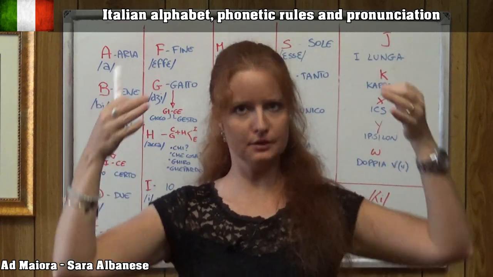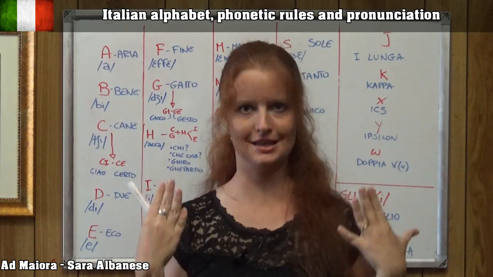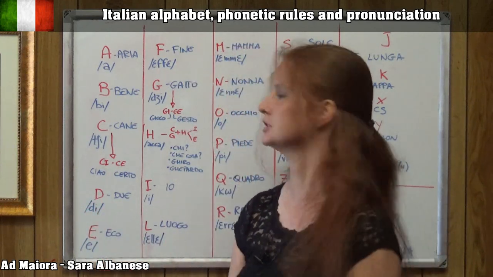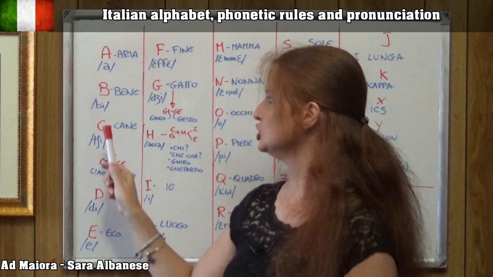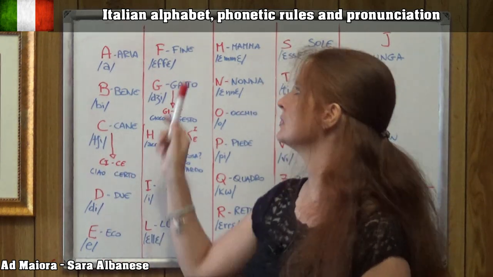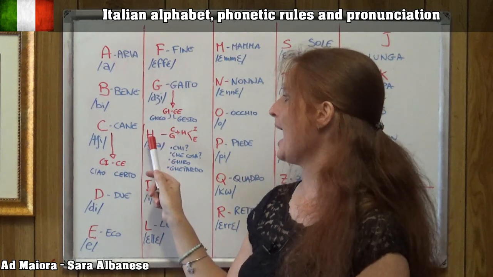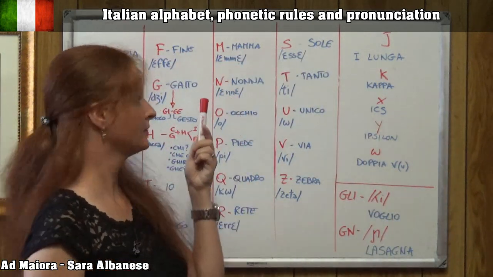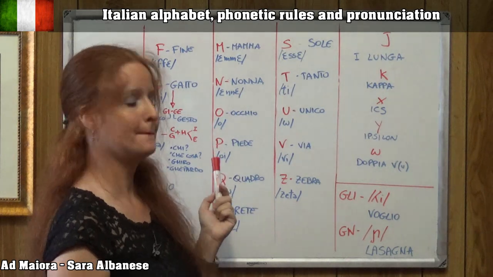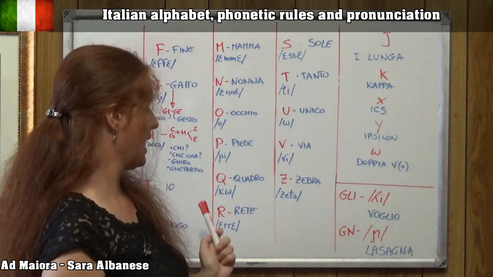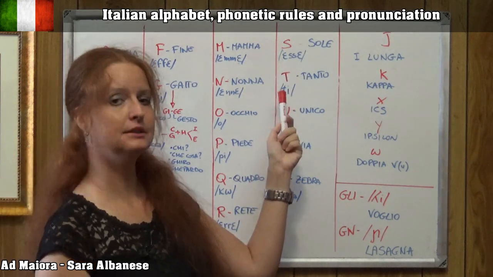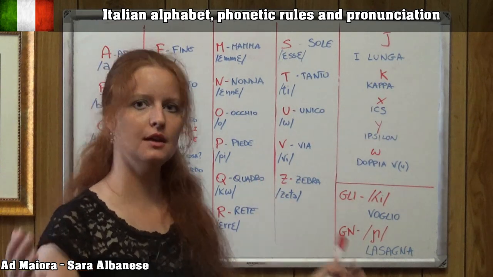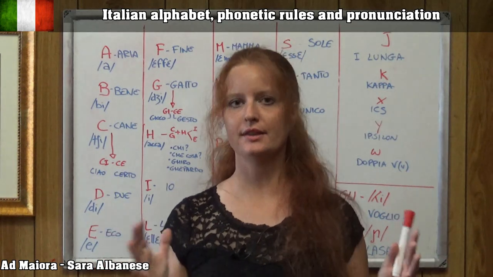So first of all, I will read now the alphabet all together, so you can hear me, and then we'll start explaining letter by letter, okay? Let's start. A, B, C, D, E, F, G, H, I, L, M, N, O, P, Q, R, S, T, U, V, Z. These are the Italian letters, the way they are pronounced.